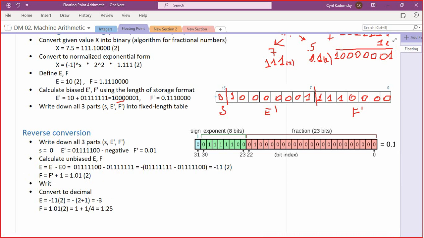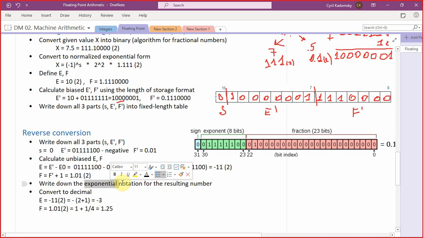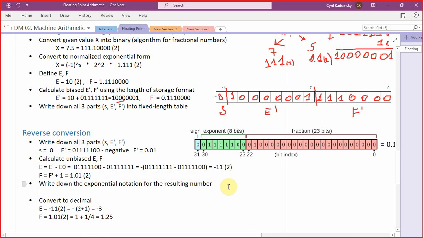Write down the exponential notation for the resulting number. Actually, we can convert E and F first to decimal and then write down the exponential notation, or we can do those steps in reversed order, and this would be shorter. Why? We will see now.